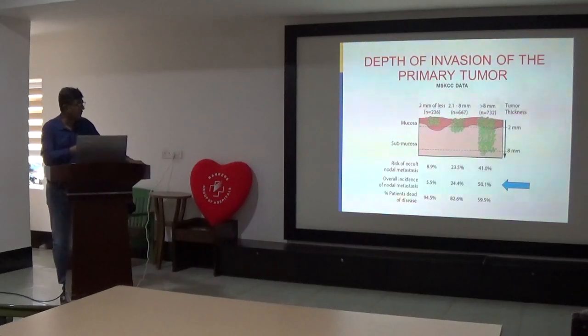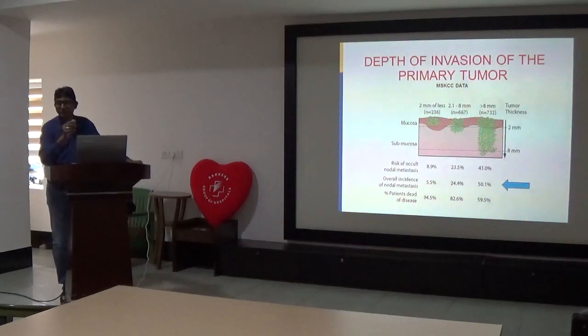So if you assess the depth, if the depth is 2 millimeter or less, the chances of you getting a neck node is less than 10%. But if you have a thick tumor, say more than 8 millimeters, the chances of an occult neck node is around 40%. And if you have something in between 2 to 8 millimeter, it is around 24%. So the depth of the primary lesion, when the lesion is T1 and T2, is very important when you have to address the neck or manage the neck.